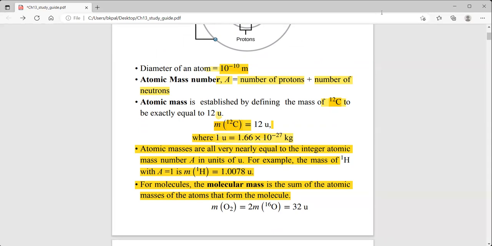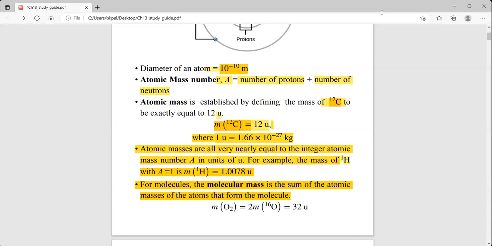The atomic mass unit for most atoms is very close to their atomic mass number. For example, for hydrogen, the atomic mass number is 1, and its atomic mass is 1.0078 u, where u means atomic mass unit. So that's about the atomic mass.